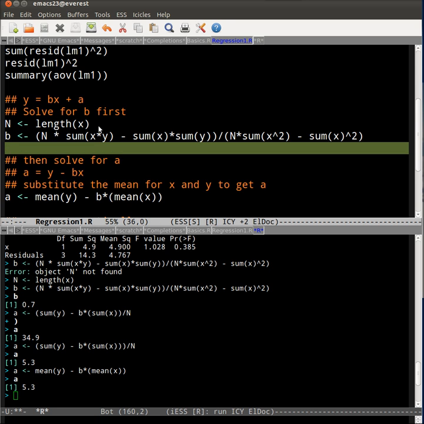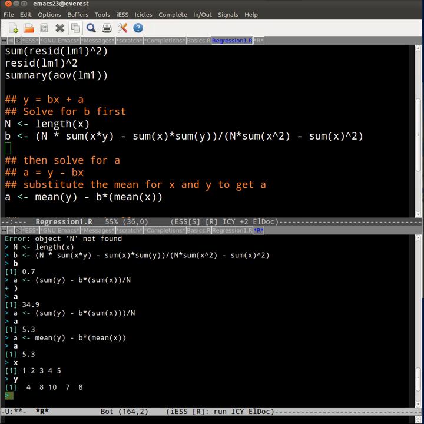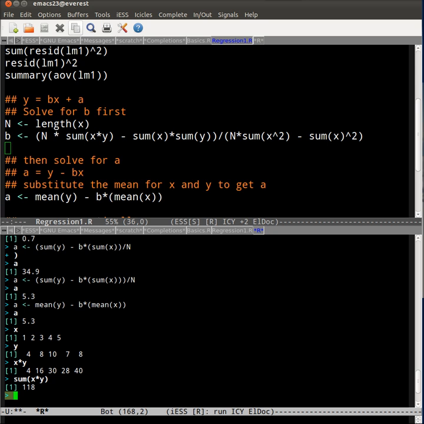So what's the cross product? Remember that x and y are of equal length. Down here, I have x: 1, 2, 3, 4, 5, and y: 4, 8, 10, 7, 8, and so forth. So x times y is 1 times 4, 2 times 8, 3 times 10, and this is the cross product. And if I take the sum of the cross product, so sum of x times y, I get 118. So this is n, the number of observations, times the sum of the cross products.